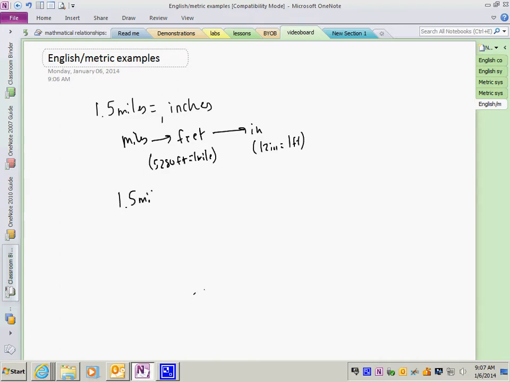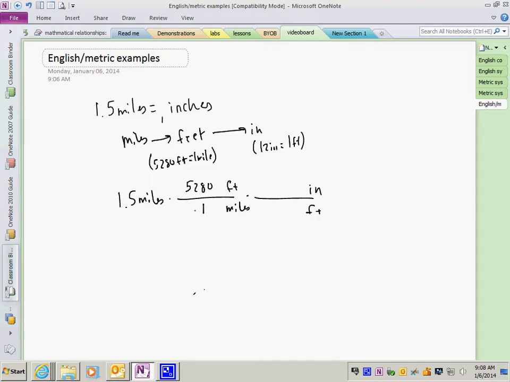1.5 miles, dot line, get rid of the miles, go to the feet. Get rid of the feet, and go to the inches. Notice my units will cancel. I have 5,280 feet equal 1 mile. I always like to put my units in first.